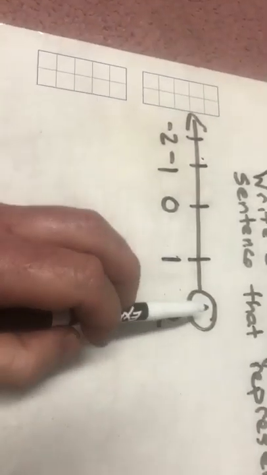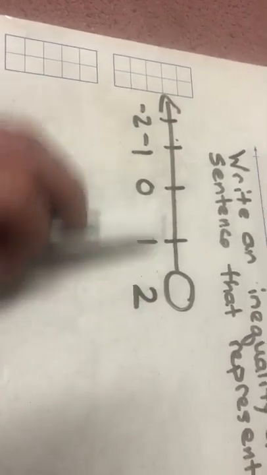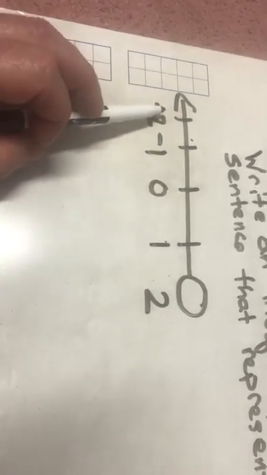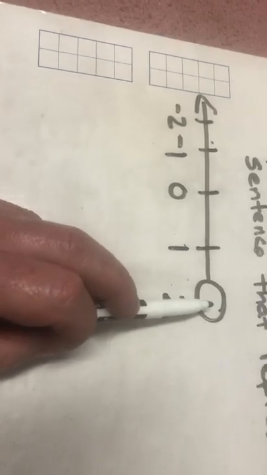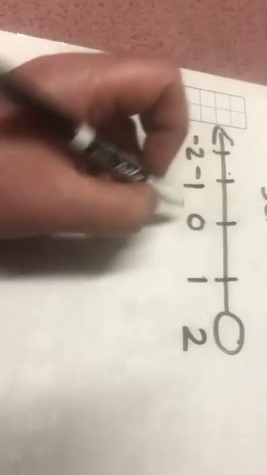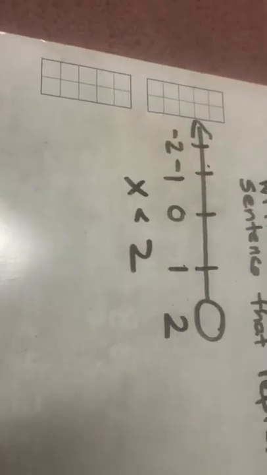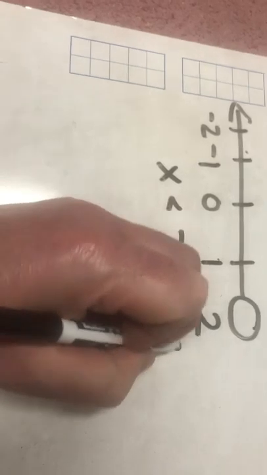Okay? All I know here is that whatever it is less than 2. Because it's going left, which means it's less than, and it can't equal 2 because it's an unshaded circle. So this would become x is less than 2. That's the inequality. I want to make that very clear.